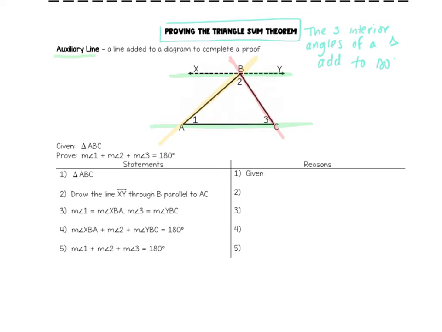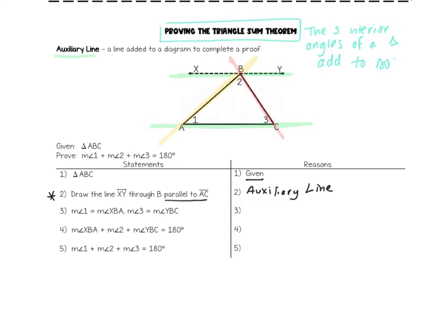Okay, so in our proof, we're given our triangle, so that's given right there in step 1. Step 2, the instructions for drawing our auxiliary line XY through point B parallel to AC. So we're just going to make a note that we're drawing this as an auxiliary line. Technically, we should put in that through any 2 points there is a line.